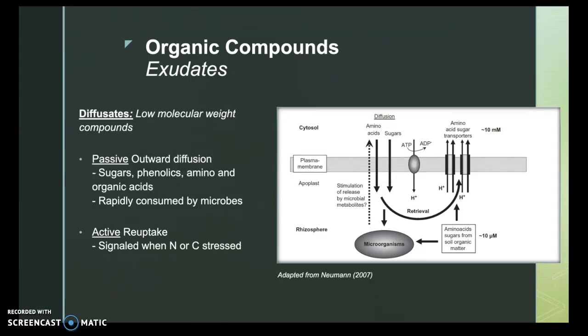Organic compounds released into the rhizosphere are referred to as exudates. Based on their mode of release and chemical composition, they are further subdivided. Diffusates are low molecular weight compounds passively released into the rhizosphere. The majority of diffusates are sugars, phenolics, amino and organic acids, most of which are immobilized due to rapid microbial consumption. But there is an active reuptake mechanism in place that is signaled when plants are nitrogen or carbon stressed.